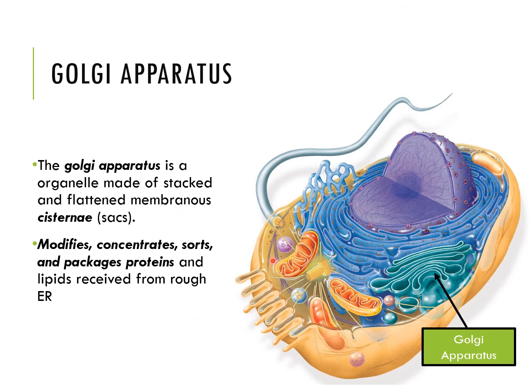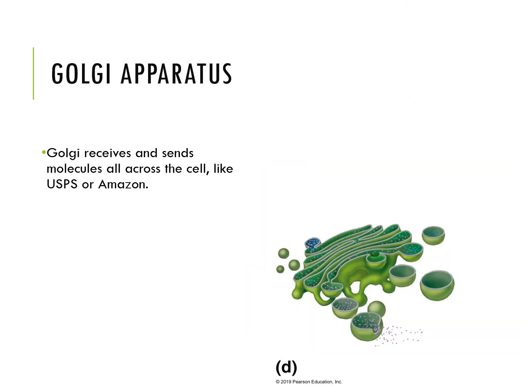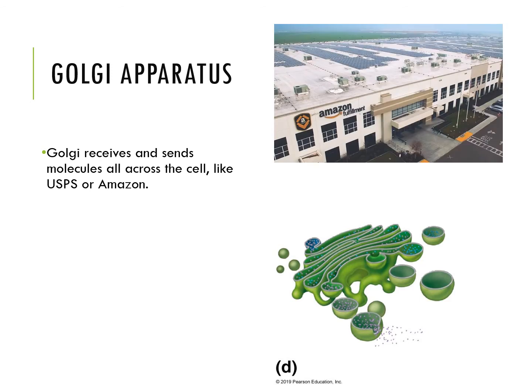So like I said, it modifies, concentrates, sorts, and packs proteins and lipids received from the ER. So it will come from the ER into the Golgi, go through the Golgi, and then the Golgi will tell it where it needs to go from there. So, just like I said a slide ago, the Golgi receives and sends molecules all across the cell like USPS.